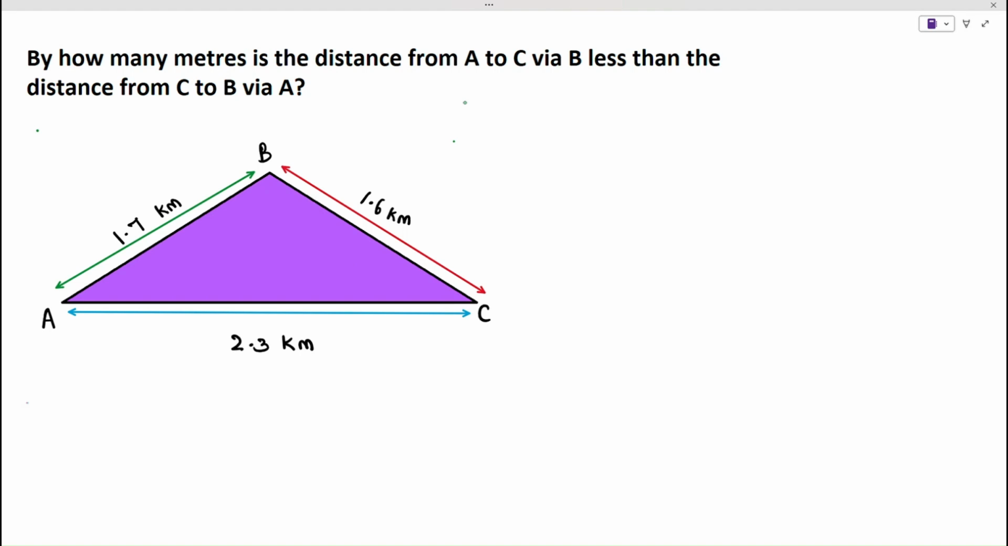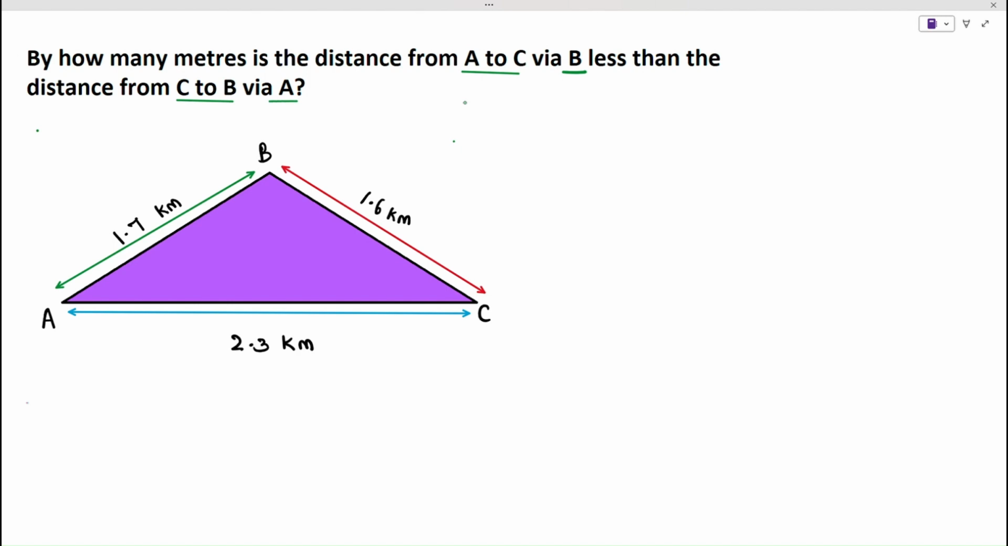In this video, we'll be going over an 11 plus question where we look at the difference in lengths of two routes. Now let's read our question. By how many meters is the distance from A to C via B less than the distance from C to B via A?